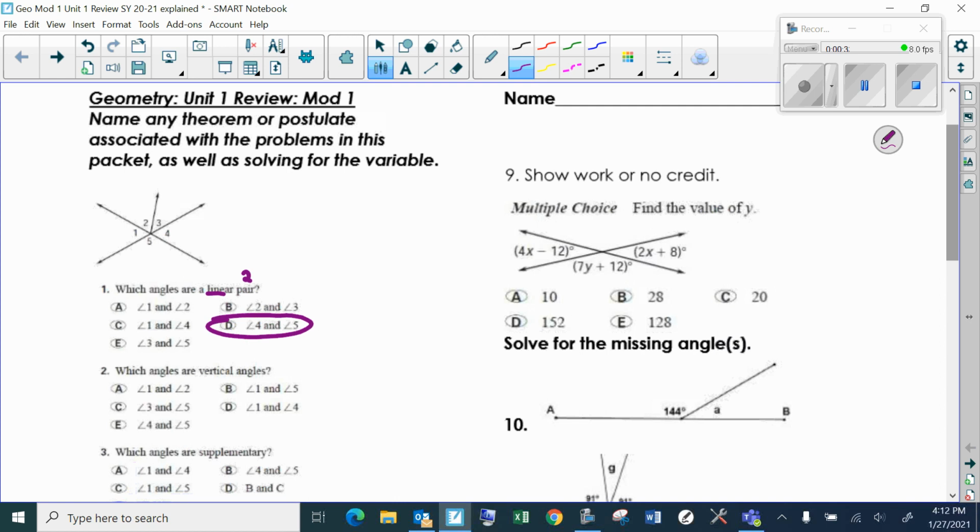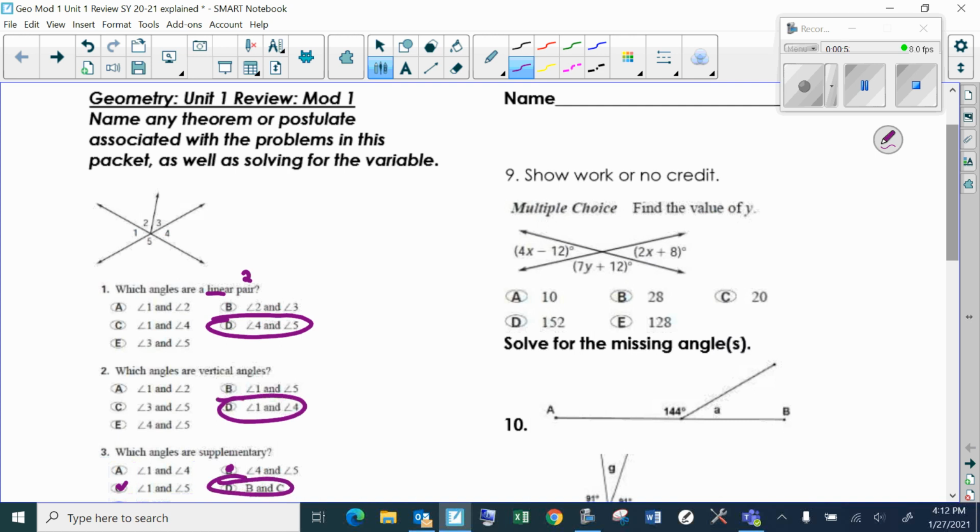Which angles are vertical angles? We know that's 1 and 4. Which angles are supplementary? Okay, well, that could be 4 and 5 again. That's true. Is there another one? 1 and 5? That's also true. So therefore, it's B and C.